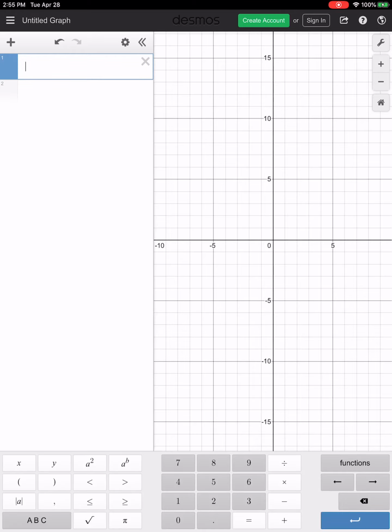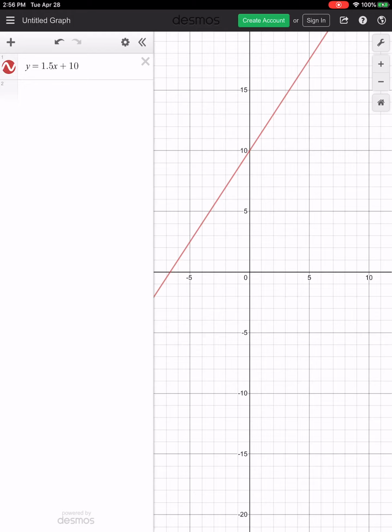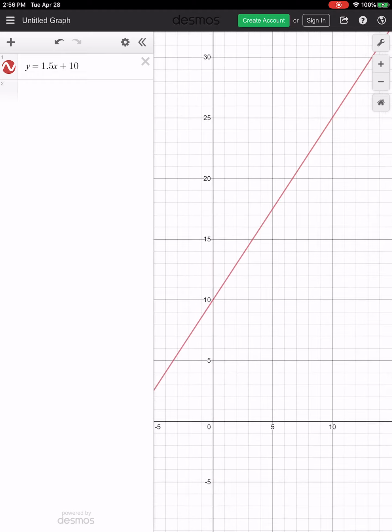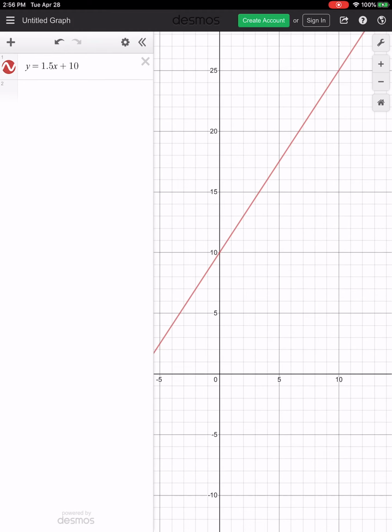So the first equation that we had was C equals 1.5n plus 10. So I'm going to type it in as y equals 1.5x plus 10. Okay, and so there. Now when you're moving Desmos around, if you just put one finger on the graph, you can move the graph around. I know you can't see my finger, but I just have one finger on the graph right now.